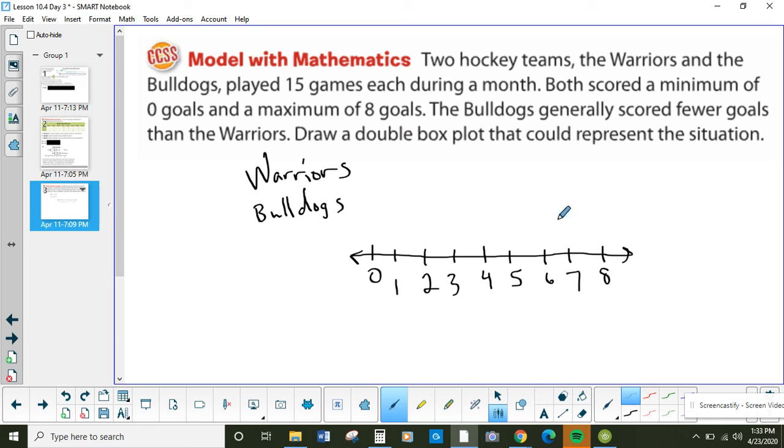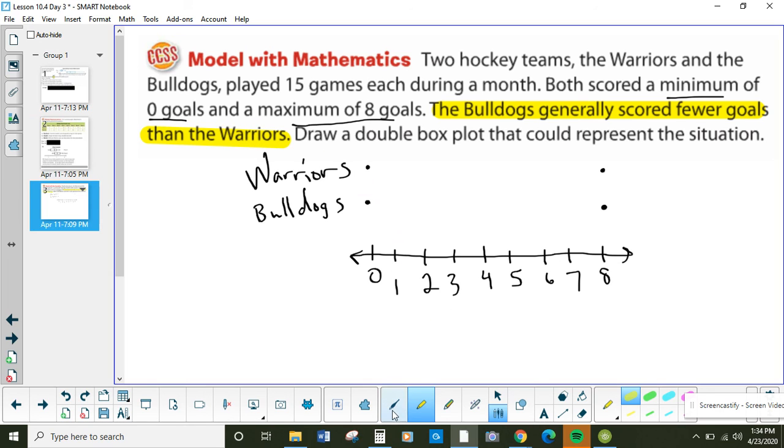So the Warriors up here, it says their minimum, in other words, the end of their whisker will go at, right here, 0, right above 0. Now in a straight line, the maximum would be 8. So I go straight line over here to 8. And that's all we know so far about the Warriors. It says for both, right? So Bulldogs are here too, and the maximum is here also. So other than that, we don't know what the whisker looks like, except we have to make something up that represents this right here. The Bulldogs generally scored fewer goals than the Warriors.